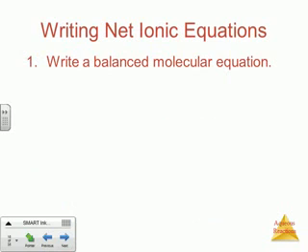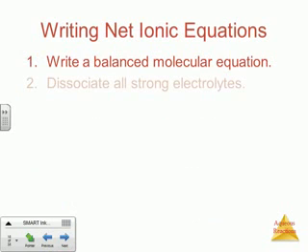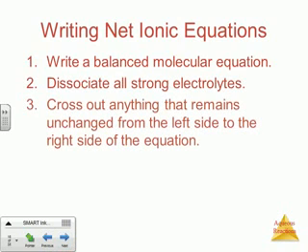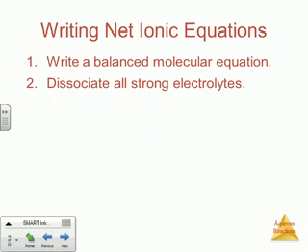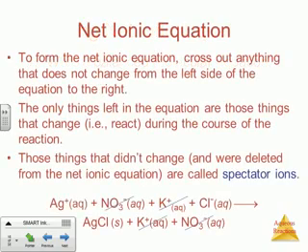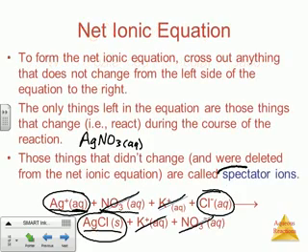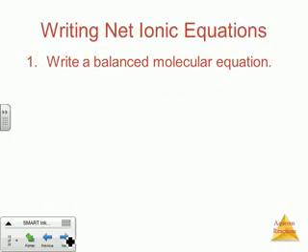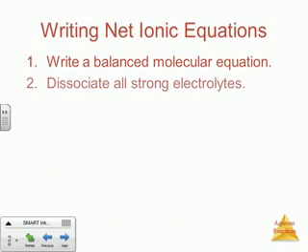So writing net ionic equations, you're going to write a balanced molecular equation. That's usually a good idea to do first. Dissociate all the strong electrolytes. Cross out anything that is unchanged, anything that doesn't do anything. Those are called spectator ions. I think that was on the last page. Check. Yeah. Spectator ions. Remember, those are the ones that just sort of watch these things happen. They're kind of the creepy ions. And so we just want to get rid of those.